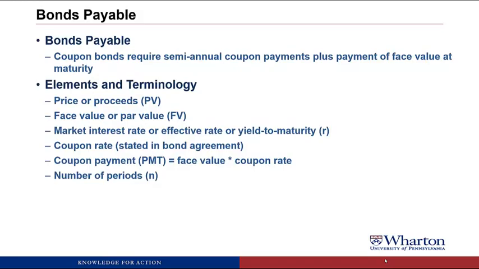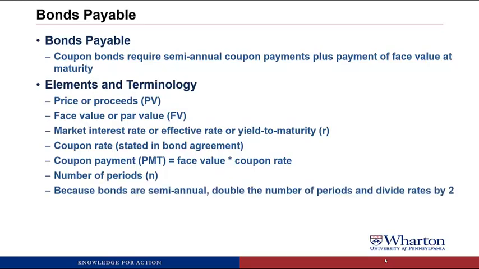And so we're going to go through examples and see how all of this works. But the key thing to remember is that bonds have semi-annual payments, which means we need to do semi-annual compounding. So we have to double the number of periods and divide the rates by 2 when we do present value calculations. So if it was a 10-year bond with a 10% interest rate, we would do 20 periods, 20 semi-annual periods at 5% per period.